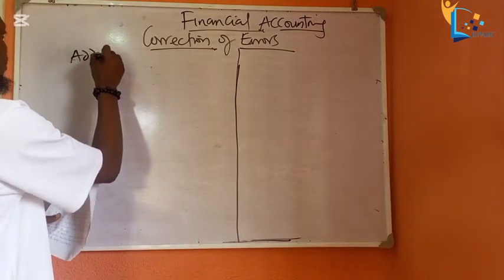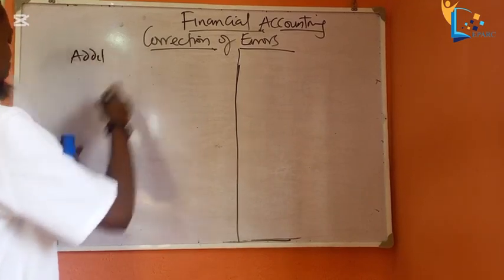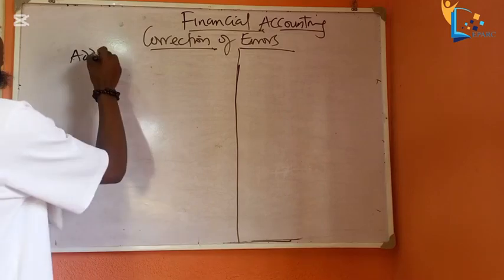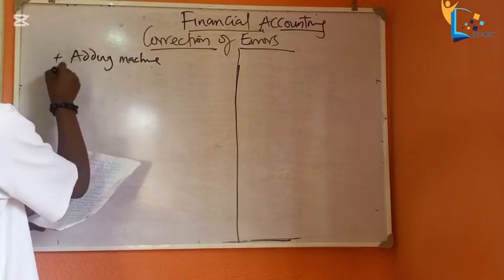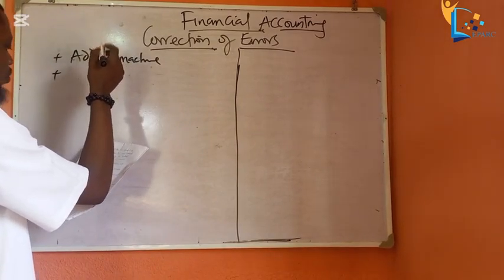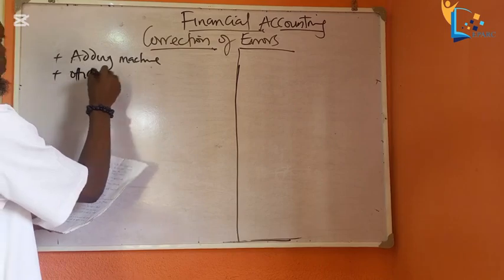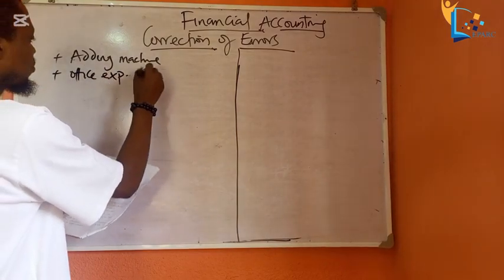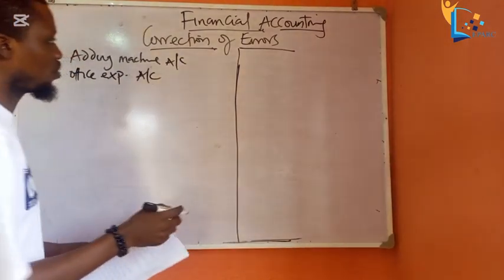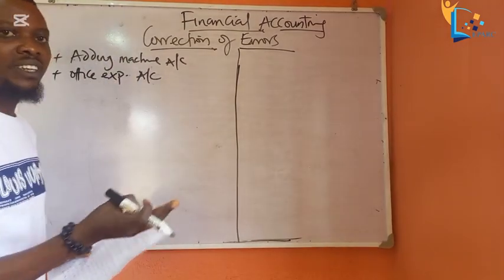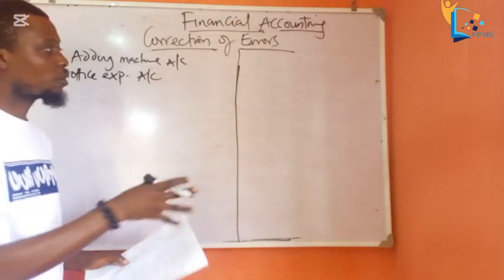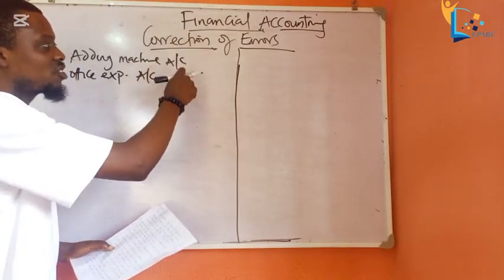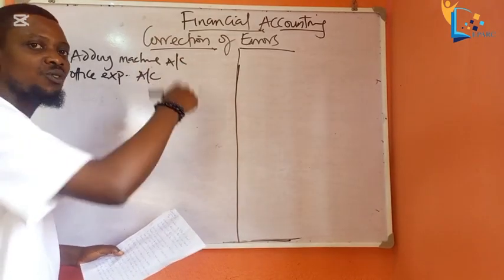Adding machine. Okay? Then the second account here is what? Office expense account. These are the two accounts involved. So, number one, the first step, identify the kind of error. This is an error of principle, because the entry was made in the wrong class of account.